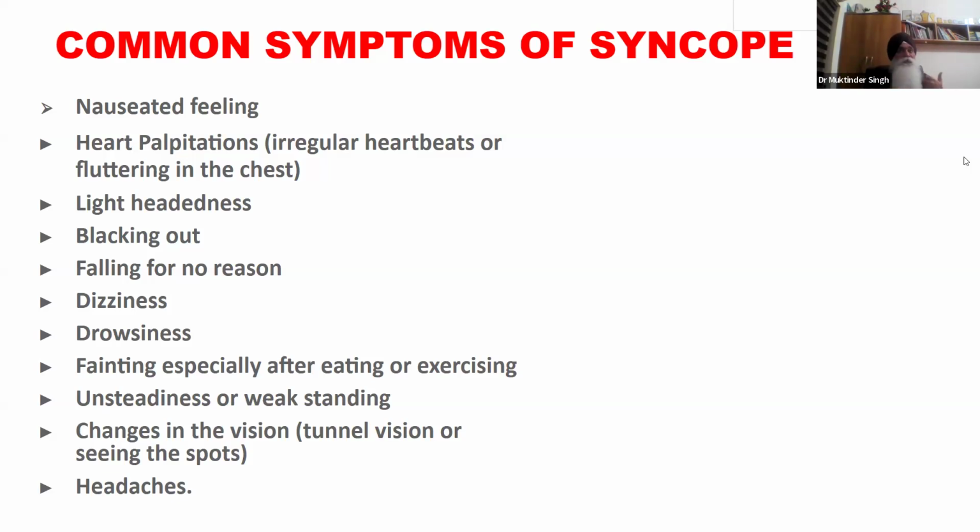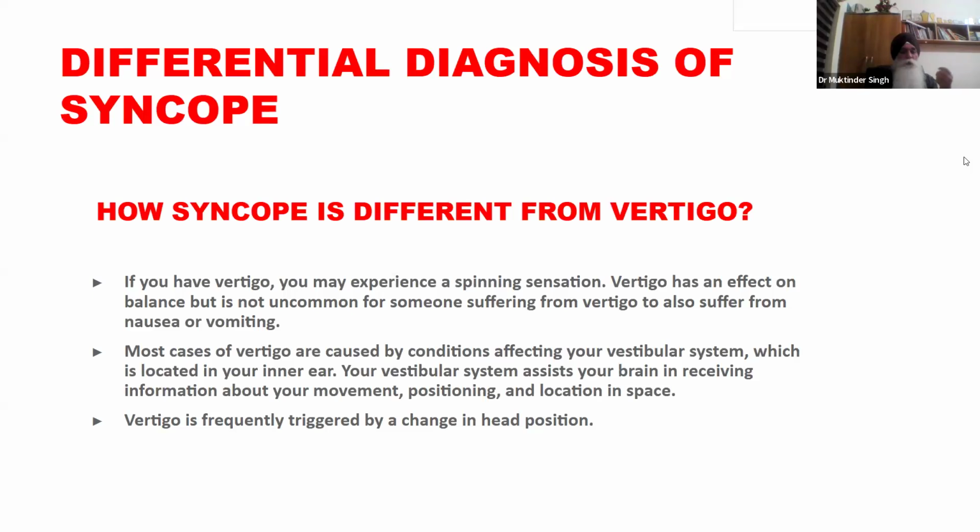Someone goes into the gym and has sweated a lot, done exercise, and suddenly their heart has not yet settled down and they change posture. They have unsteady or weak standing, and changes in vision, sometimes tunnel vision or seeing spots, and headaches. So these are the common symptoms. The person says sudden headache, nauseated, I'm unable to cope up, a blackout ho gaya. All these symptoms are of syncope.